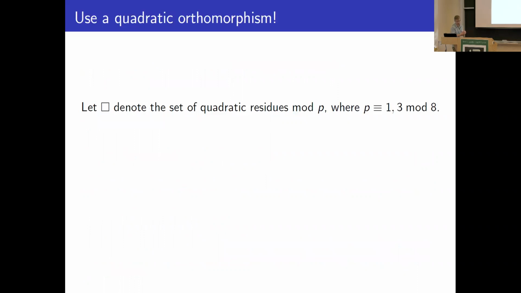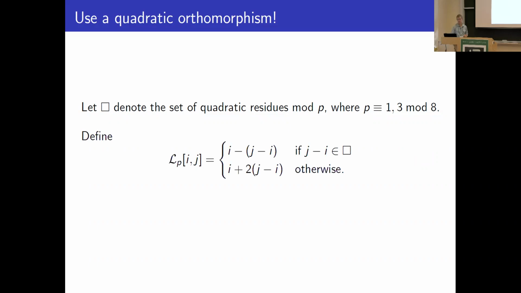So it's going to use something called a quadratic orthomorphism, which I don't have time to define, but if you know what they are, that will help. I'm going to go straight to the construction. For this construction to work, I'll need my order to be a prime, which is 1 or 3 mod 8. And it will use the set of quadratic residues modulo that prime. And I define my Latin square like this.